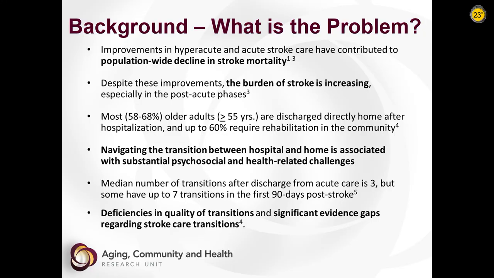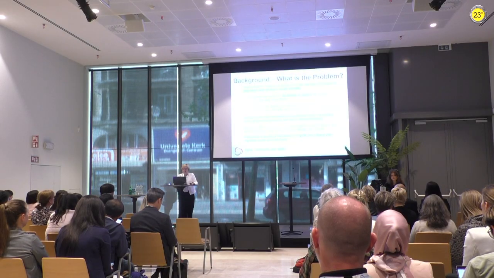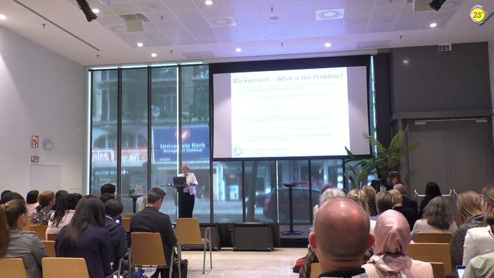So just by background, we know that there have been significant improvements in hyperacute and acute stroke care over the last decades. And this has contributed to a population-wide decline in stroke-related mortality. But despite these improvements, the burden of stroke is increasing, especially in the post-acute phase, which occurs predominantly in the community, because up to 68% of older adults, defined as those 55 years and over, are discharged directly home from hospitalization. And about 60% of these individuals will require rehabilitation in the community.